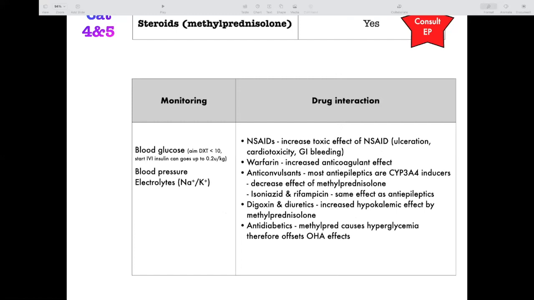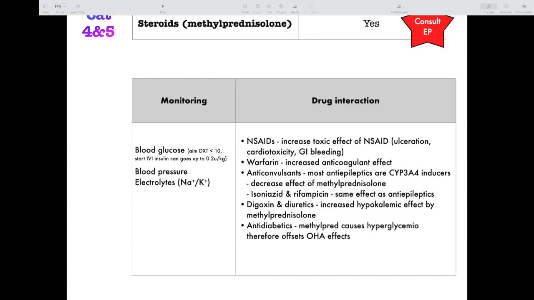So what do we monitor when we give IV methylpred? We must monitor the blood glucose. We aim the DXT less than 10. And we must monitor the blood pressure and other electrolytes like sodium and potassium.